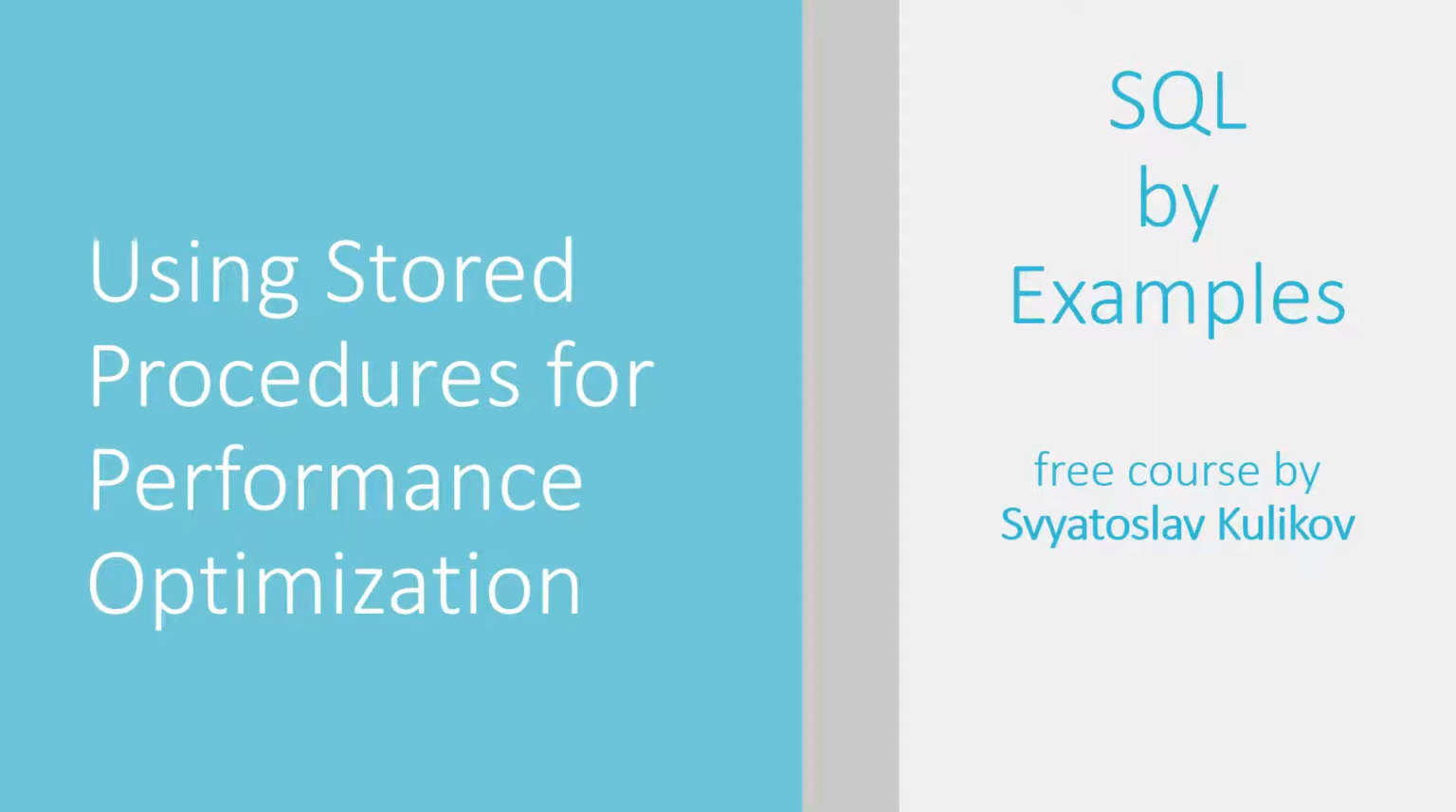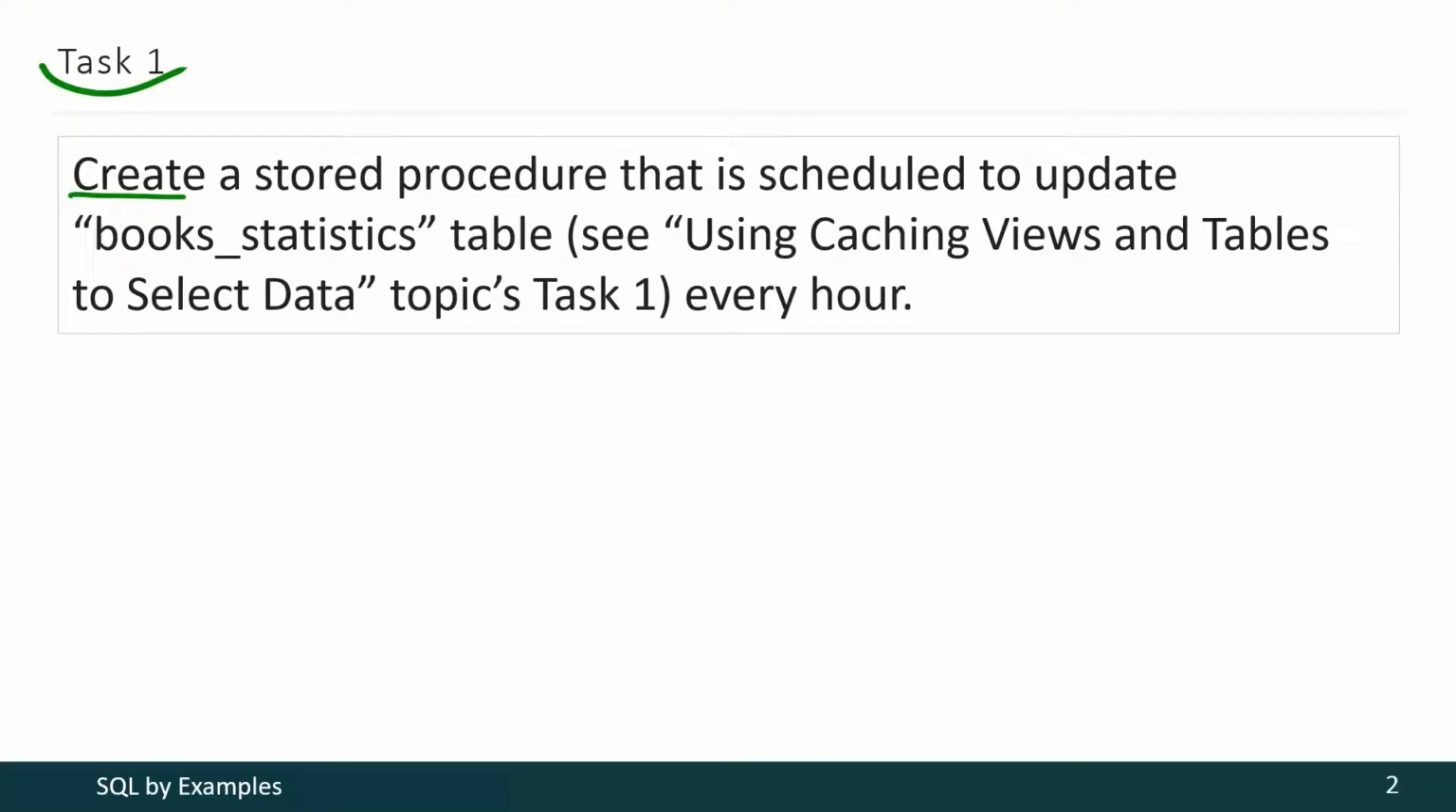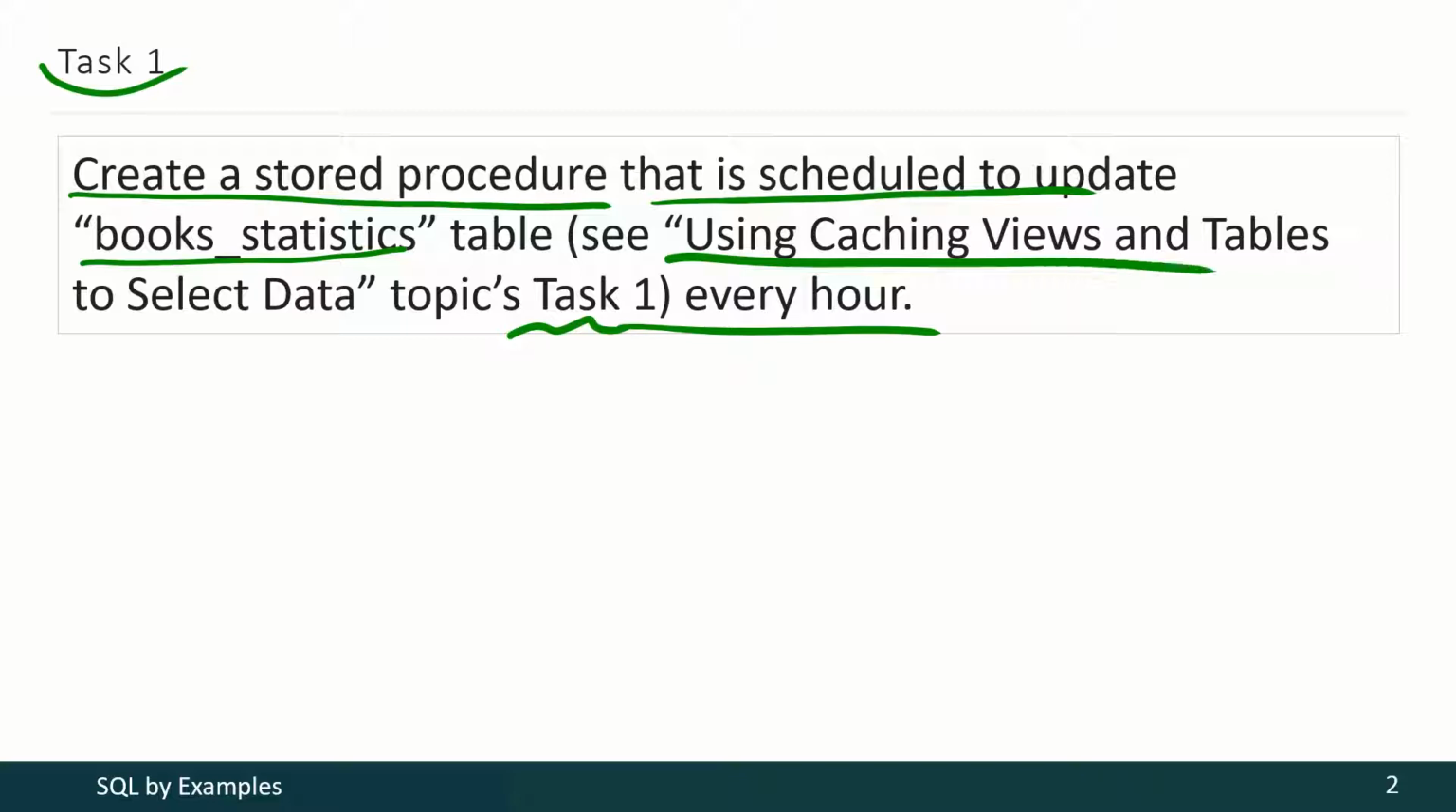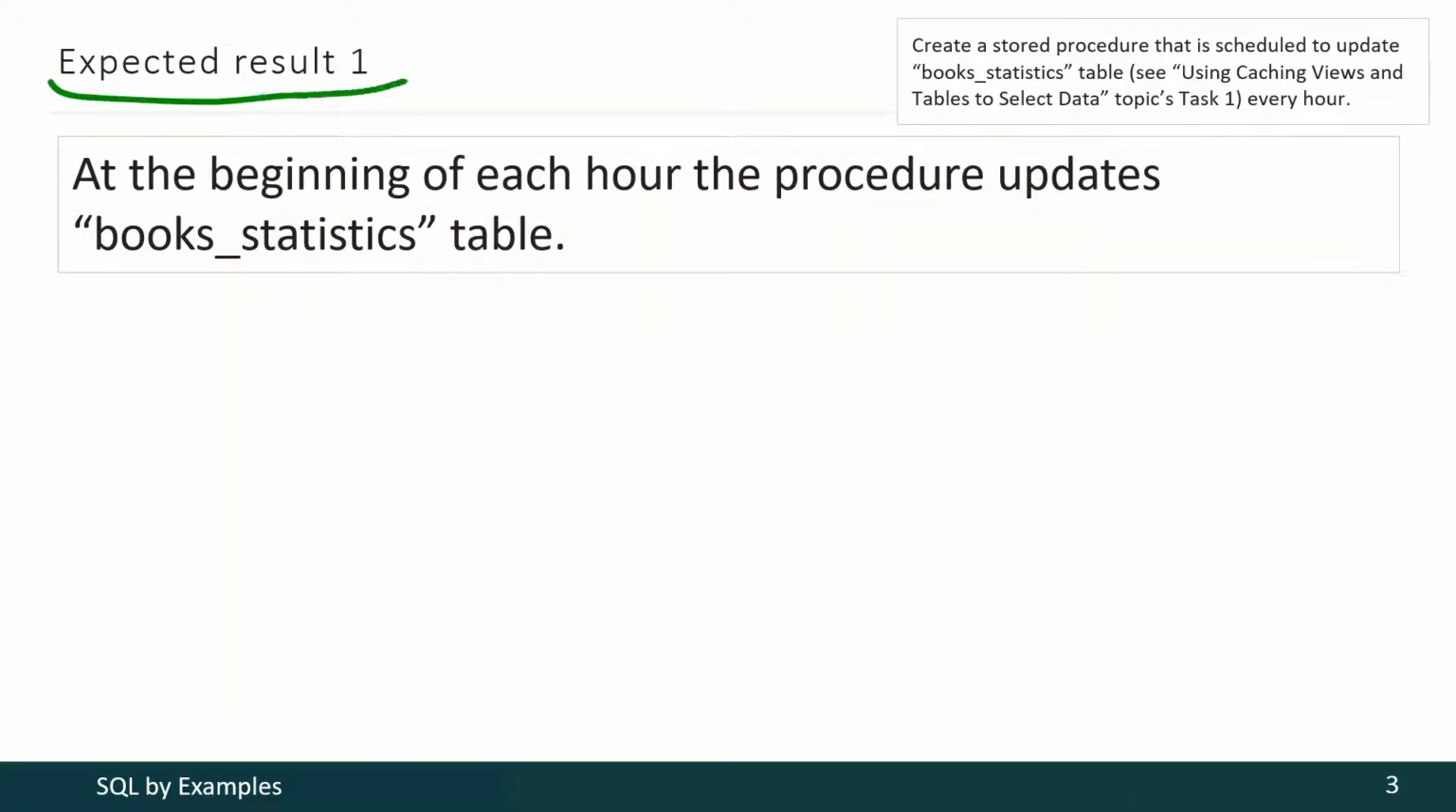In this video we shall discuss how to use stored procedures for performance optimization. In the first task we have to create a stored procedure that is scheduled to update book statistics table every hour. And you may reference the first task of this topic for details about that table. Obviously, the expected result is that each hour this procedure starts and updates this table.